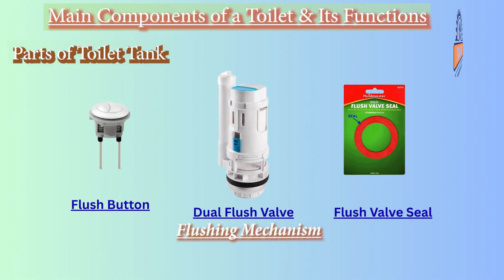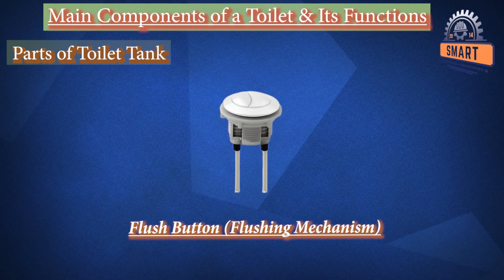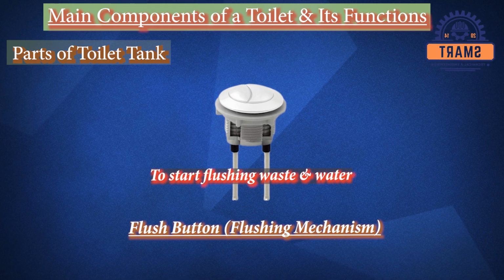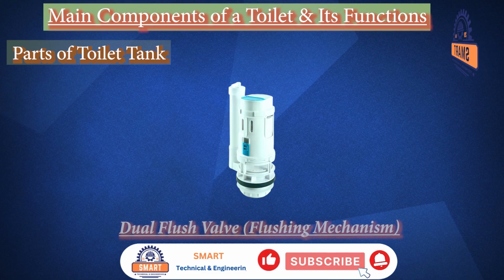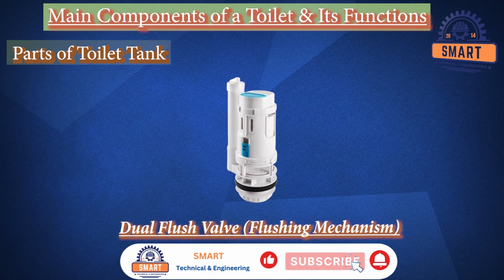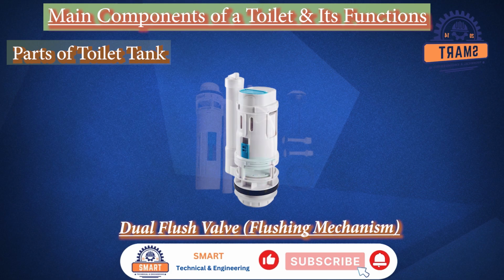Flushing mechanisms of the toilet tank. Flush button. This is the handle on the outside of the tank that a person pushes to flush the toilet to start flushing of waste and water. Dual flush valve. This valve is the valve assembly, often a canister designed with a rubber seal, that controls the release of water from the tank into the bowl.